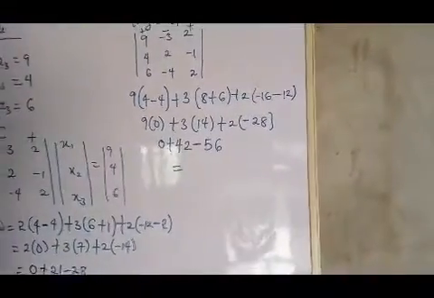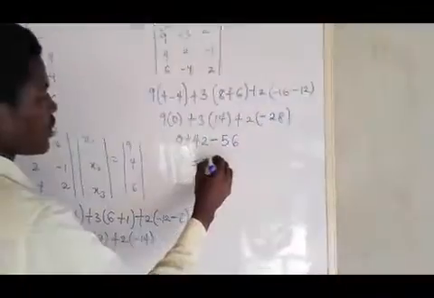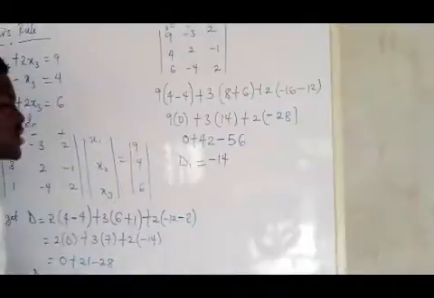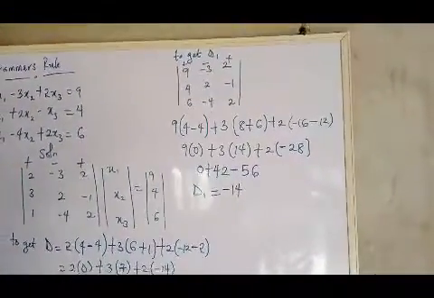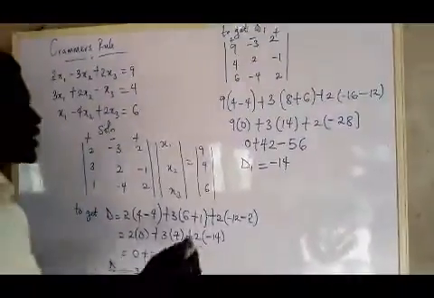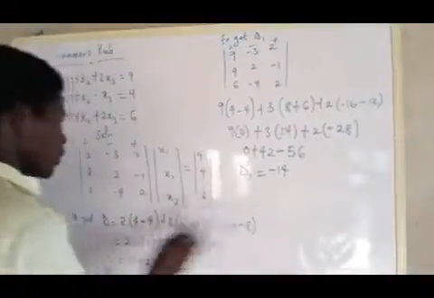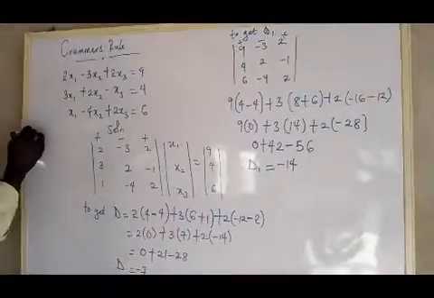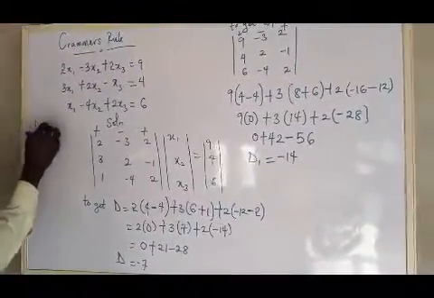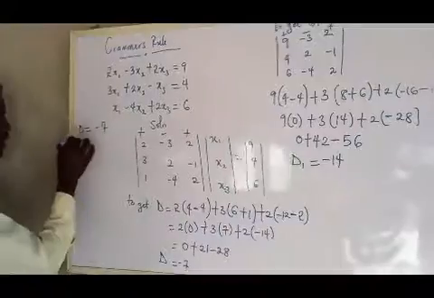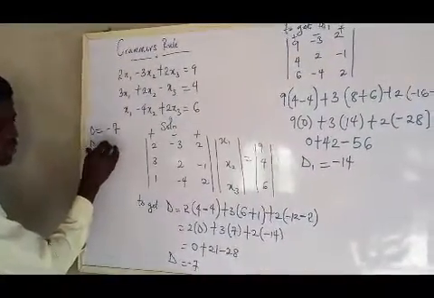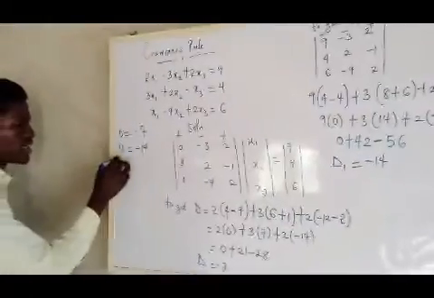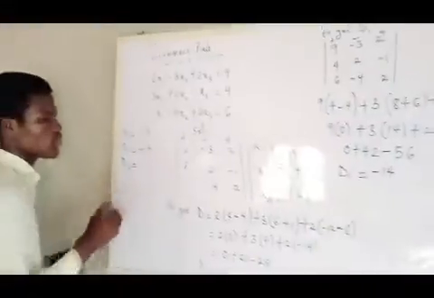So 42 minus 56 will give us what? Minus 14. So that means our D1 is equal to what? Minus 14. Do we get that now? All right, so let me write that here. So follow me. So I have our D to be what? Minus 7, and our D1 is equal to what now? Minus 14. All right, so the next thing we want to get now is our D2.